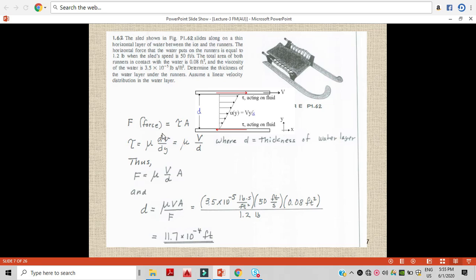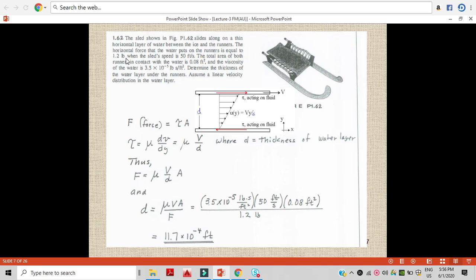So first of all, consider this is your ice, the bottom one, and this is the runner. This is the runner which is moving with the velocity of 50 feet per second. This is considered as 50 feet per second, and this is your ice which is stationary. It is moving with the velocity 50 feet per second, and there is a force acting on the top of the fluid which is 1.2 pound.